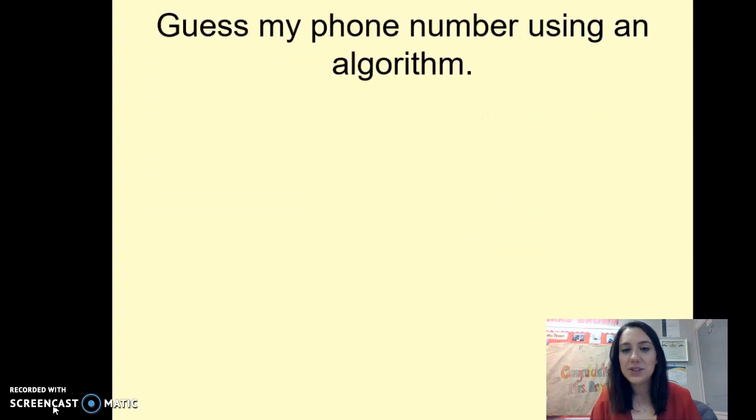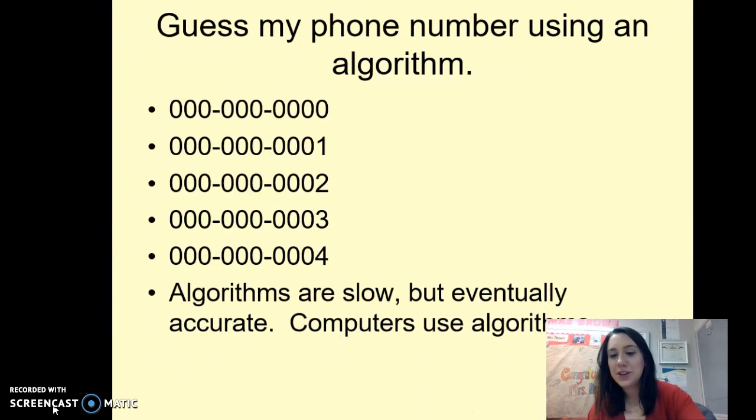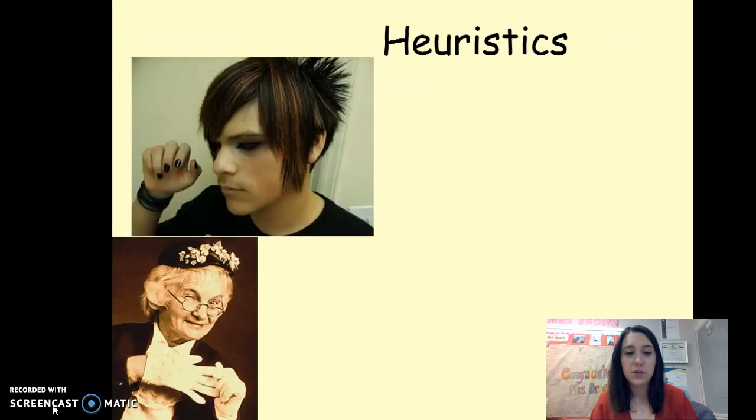These are just little cartoons. If I had to guess a phone number using an algorithm, I would do every single combination. So that you can see how long this would take, this is only changing one of the numbers. So they're very slow and not practical, but they're accurate. And so computers use algorithms to find solutions.